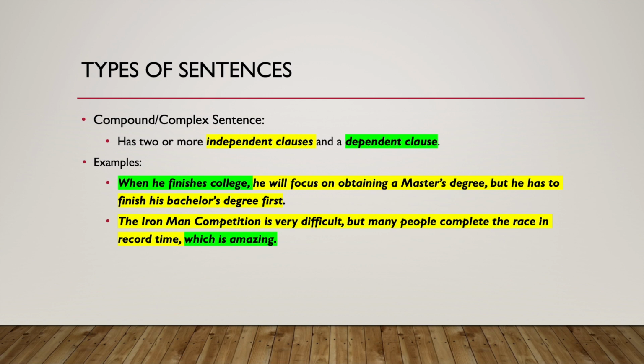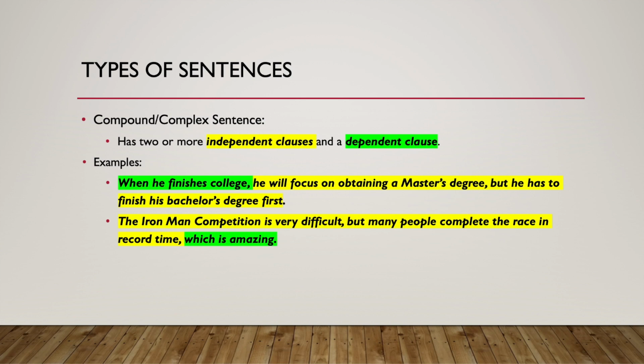When he finishes college, he will focus on obtaining a master's degree, but he has to finish his bachelor's degree first. So if we look at this sentence, the very first part is the dependent clause. When he finishes college, what? We need more information, right? He will focus on obtaining a master's degree. That is a complete sentence. That is an independent clause. It's independent because it can stand by itself.